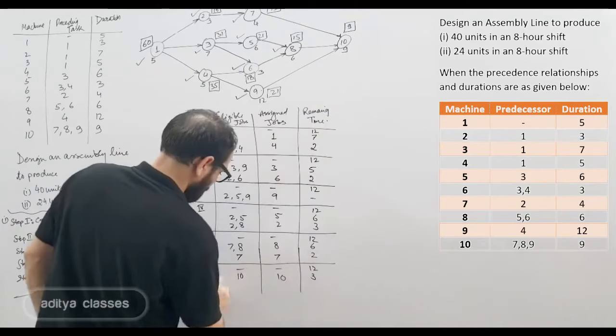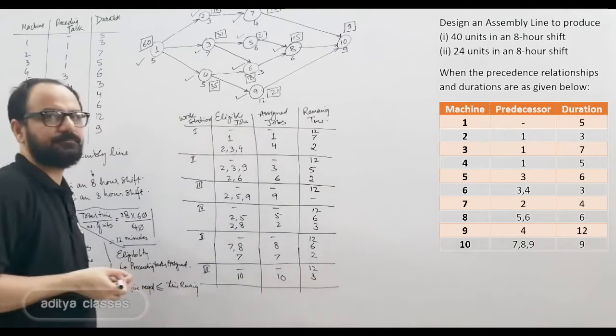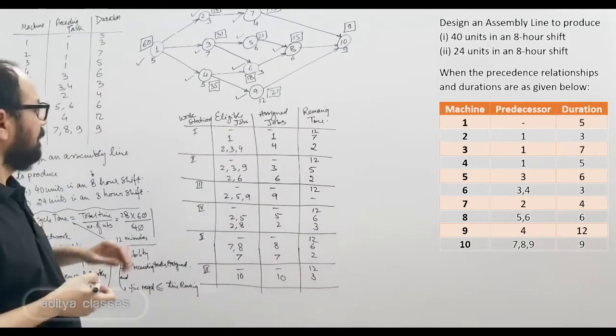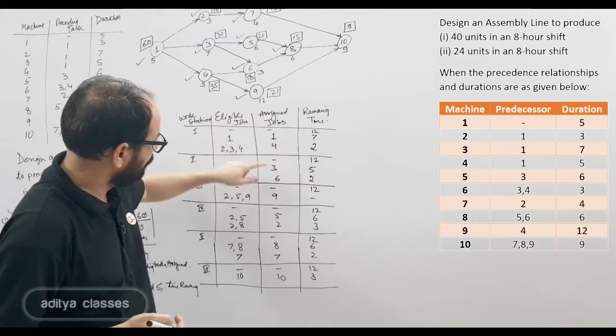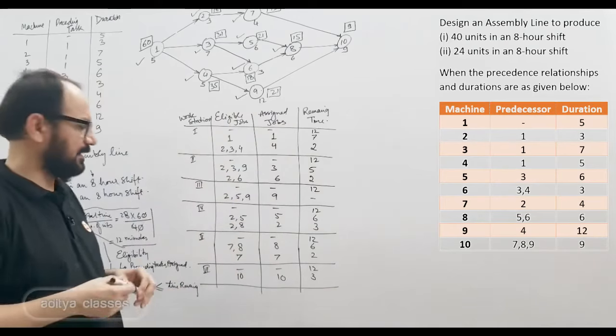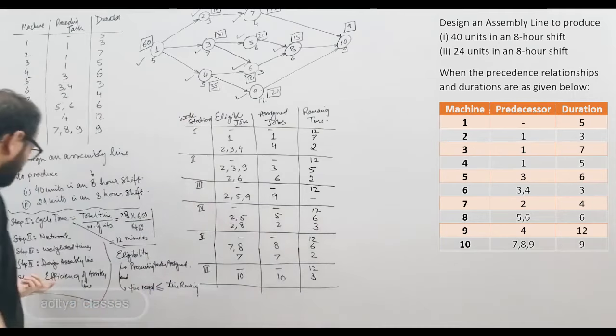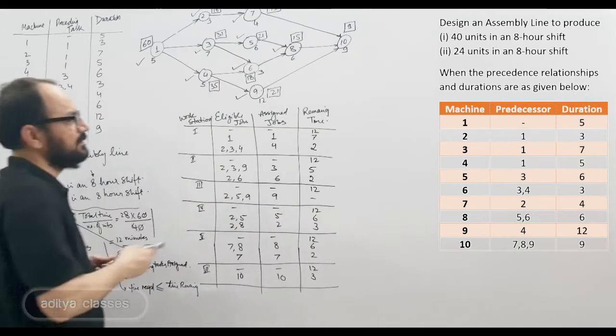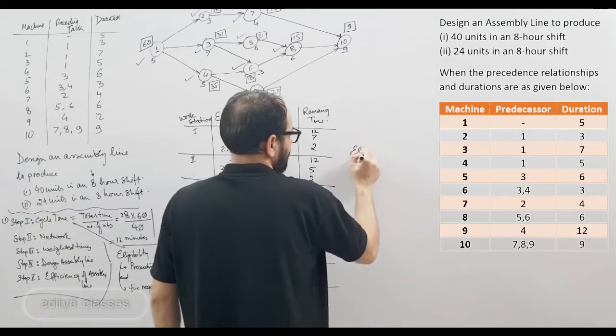Now we can say that all tasks have been assigned. All have been assigned: 1, 2, 3, 4, 5, 6, 7, 8, 9 and 10. All tasks have been assigned. What is the efficiency? The fourth thing was the efficiency of the assembly line. What is the efficiency of the assembly line?